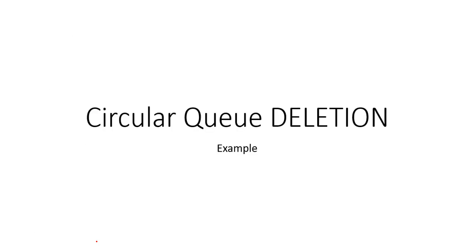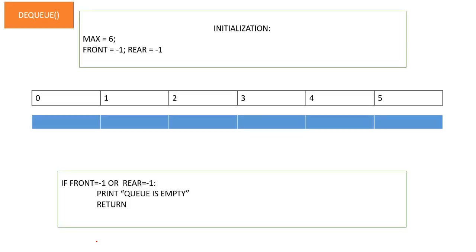Now we will see this with an example. Consider a queue of elements. The max size is 6 here. We can store 6 elements. Initially I have assigned front equal to minus 1 and rear equal to minus 1. It indicates that the circular queue is empty. Now we don't have any elements in this queue. If I ask for a dequeue operation on this queue, there are no elements. If there are no elements, it has to display a message that the queue is empty.